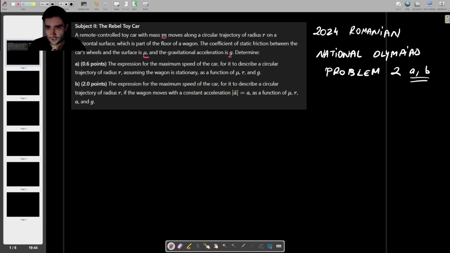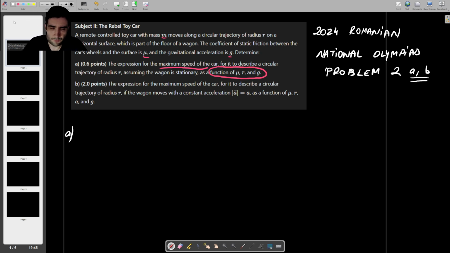Anyway, so for part A, we have to find the expression for the maximum speed of the car for it to describe a circular trajectory of radius r, assuming, for now, the wagon is stationary. And this maximum speed of the car has to be a function of mu, r, and g.